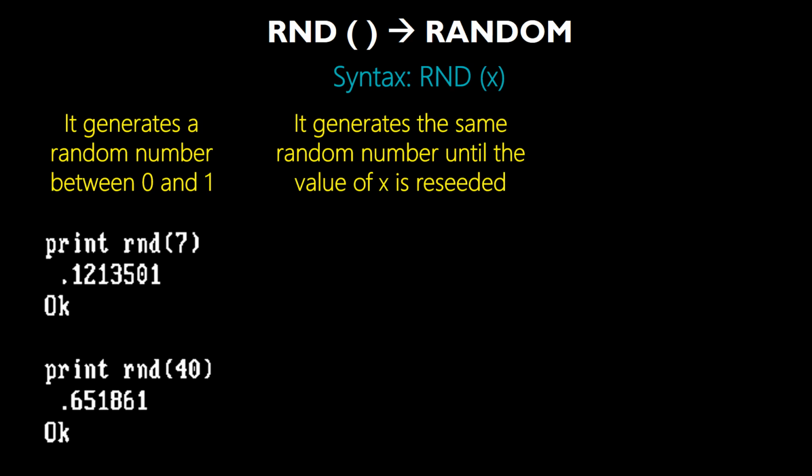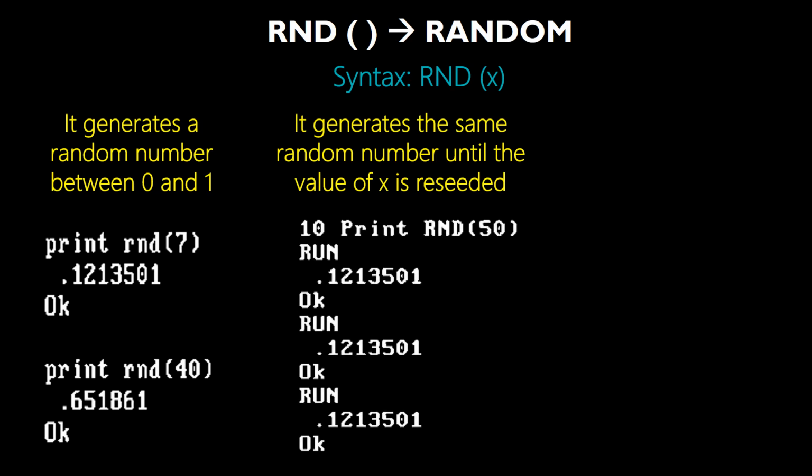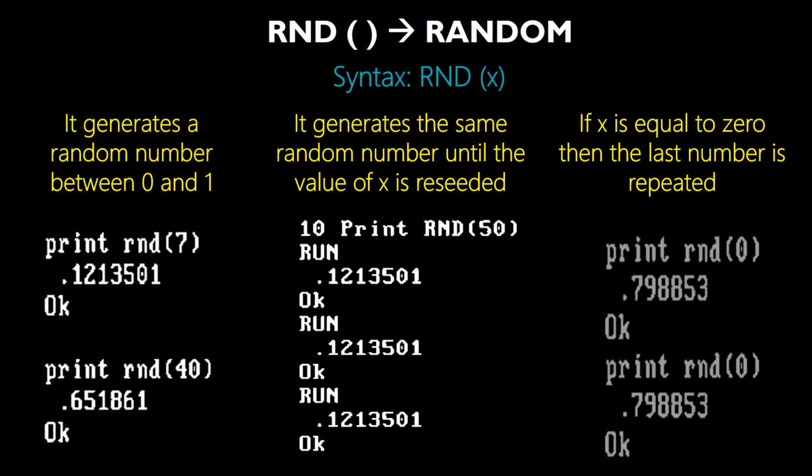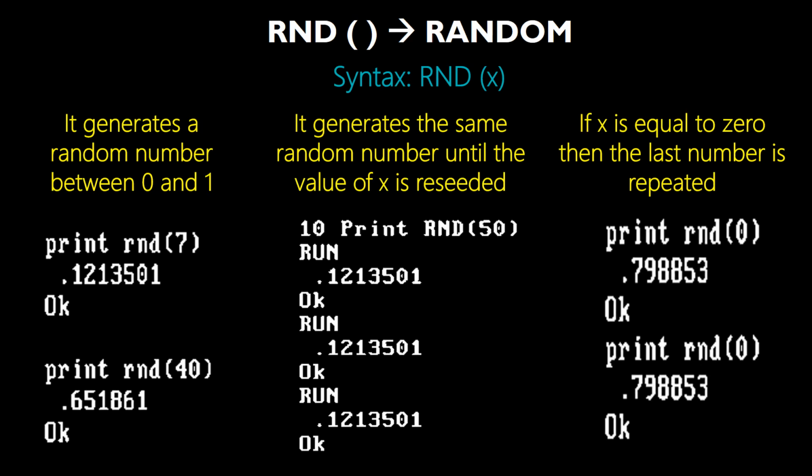You can see the example here. I say print RND(50), it has generated 0.1213501, and if you continue running the program again and again, it will repeat the value until and unless you change RND(50) to RND of something else. If x is equal to 0, then the last number is repeated. You can see in this example, if I say print RND(0), again it will be repeating the same number.